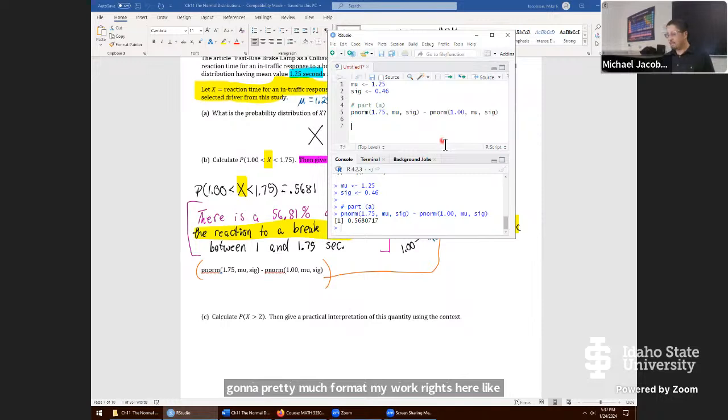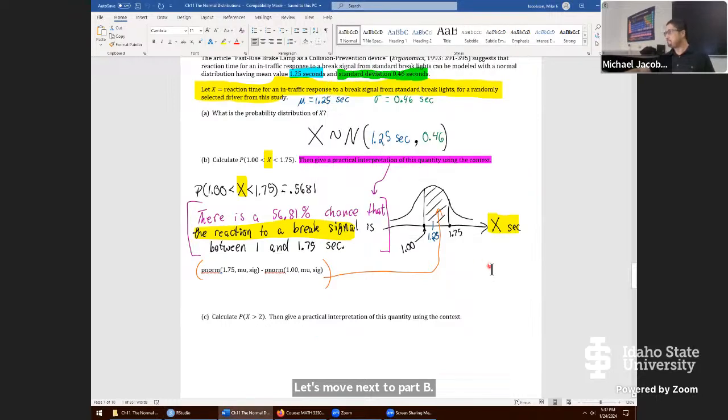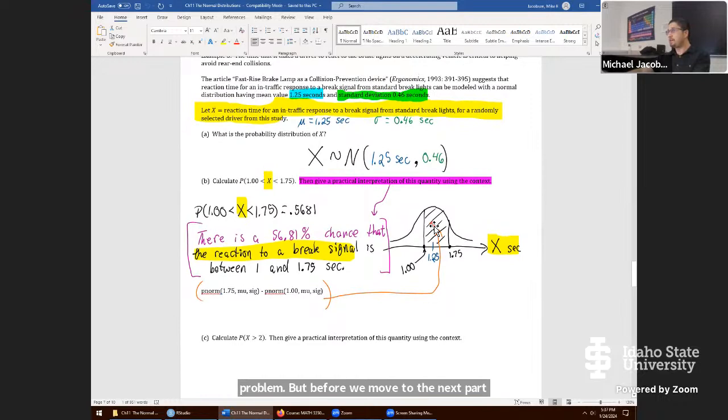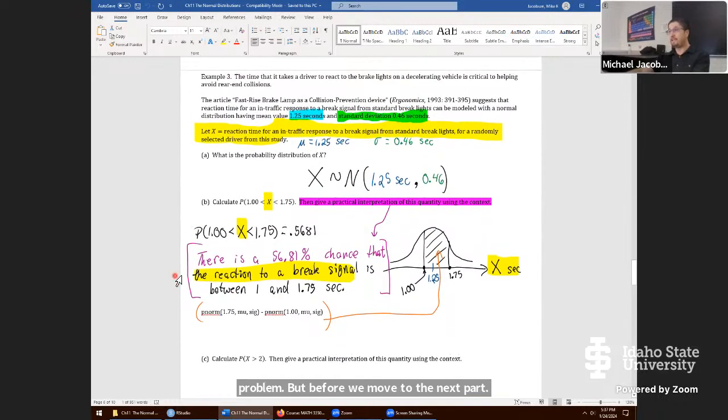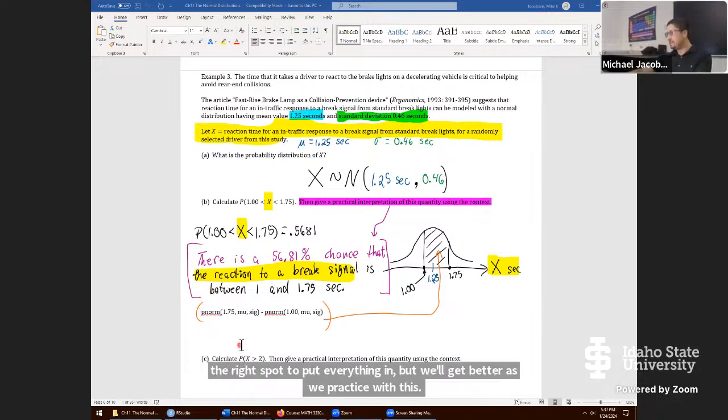Let's move next to part B. And I'll put down the script once we finish out the whole problem. But before we move to the next part, any questions or comments, folks, about any of the recap or part B down here? Oh, let me bring the window back. It's always a little tricky working with these windows, trying to find the right spot to put everything in, but we'll get better as we practice with this. Well, let's try this all out again.